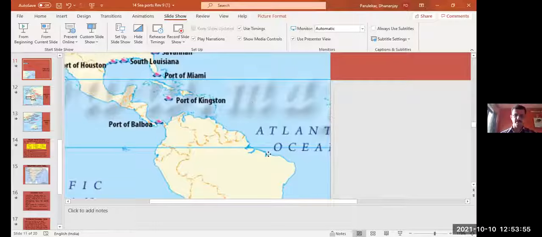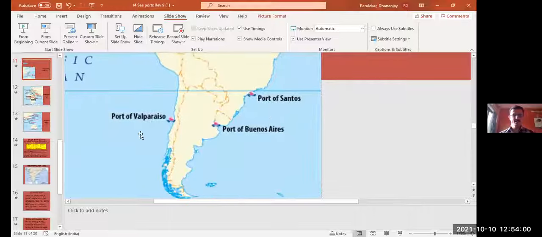Now let's go to Latin America. All of you write down this word, Valparaiso. Which current was here? The Peru current, the Peru and Humboldt current. So the port of Valparaiso is definitely going to be affected by the Peru or Humboldt current. Next time, which country does Valparaiso belong to? Chile. How do you spell Chile? What is the capital of Chile? Santiago.